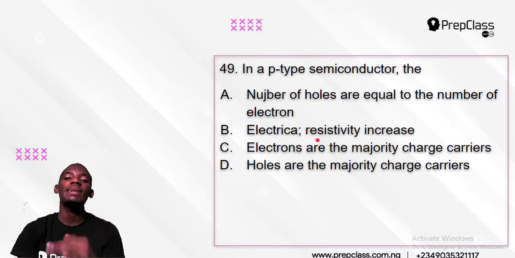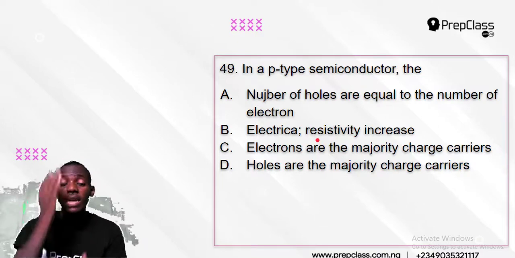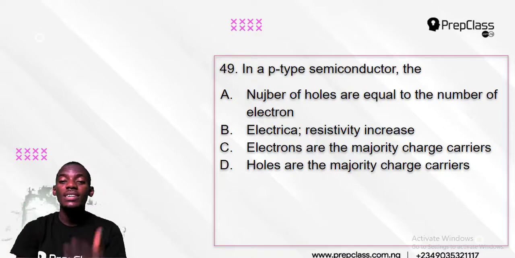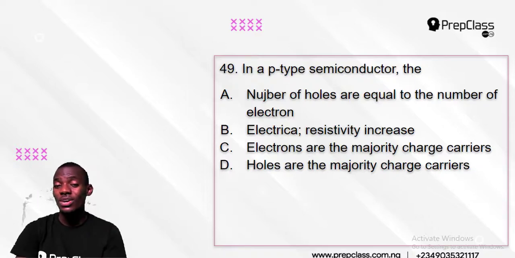In a p-type semiconductor, this is actually a semiconductor topic, right? A: the number of holes is equal to the number of electrons. Is that always true? No. Is that true for a p-type? No. The electrical resistivity increases. Is that true? Then electrons are the majority charge carrier. Is that true? Holes are the majority charge carrier. Is that true?